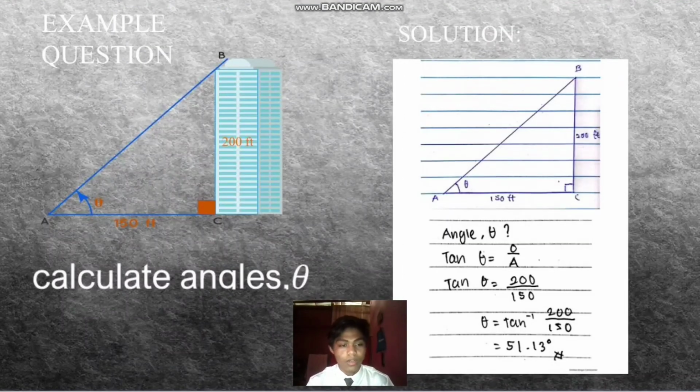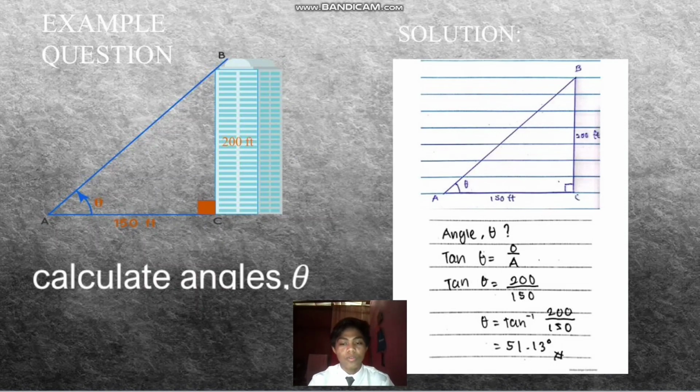Last question: we are going to find the angle theta. Can we look at the diagram? We have the height of the building and the distance from A to the building. Solution for this question: we already drew the triangle ABC, where B to C is 200 feet and A to C is 115 feet, and we are going to find the angle theta. How can we find the angle theta?